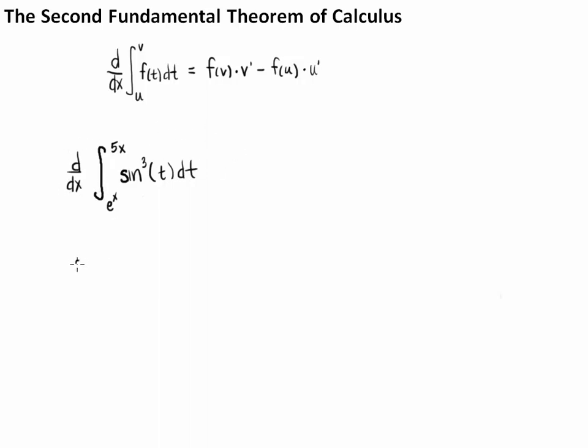So we're going to have sine cubed of 5x times the derivative of 5x, which is 5, minus sine cubed of my bottom bound, e to the x, times the derivative of that bound, which is e to the x. And that's your answer right there.